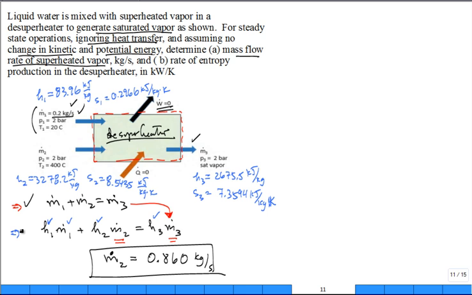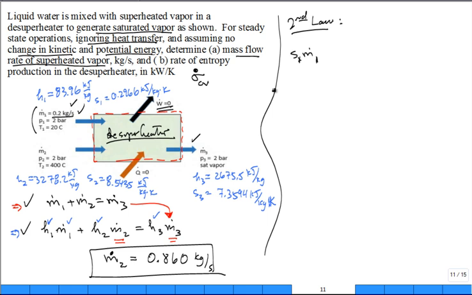Now we go, what is the rate of entropy production in the desuperheater? I want to find sigma dot in that control volume. So we go to the entropy balance, the second law, for that system. Well, I'll take S1, M.1, that's entropy coming in with the mass flow rate 1. S2 M.2, that's coming in, plus sigma dot, that's like an in. All three of those are ins, and it only goes out S3 M.3. There's my entropy balance. Does that one look okay?